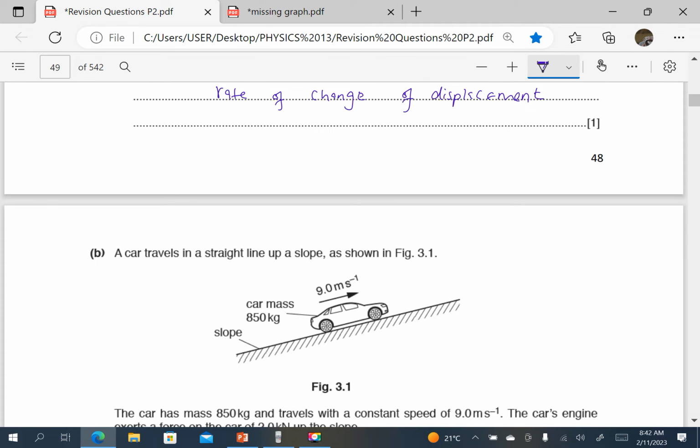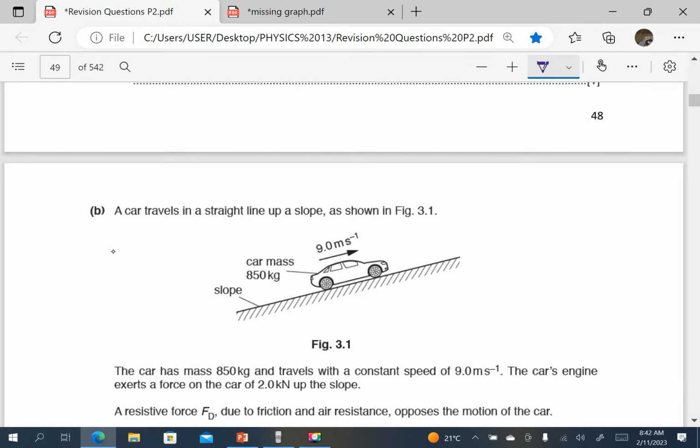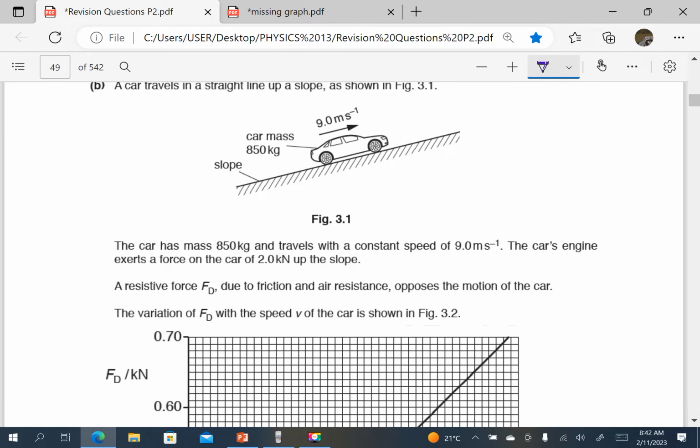A car travels in a straight line up a slope as shown in the figure here. So we can look at the figure.